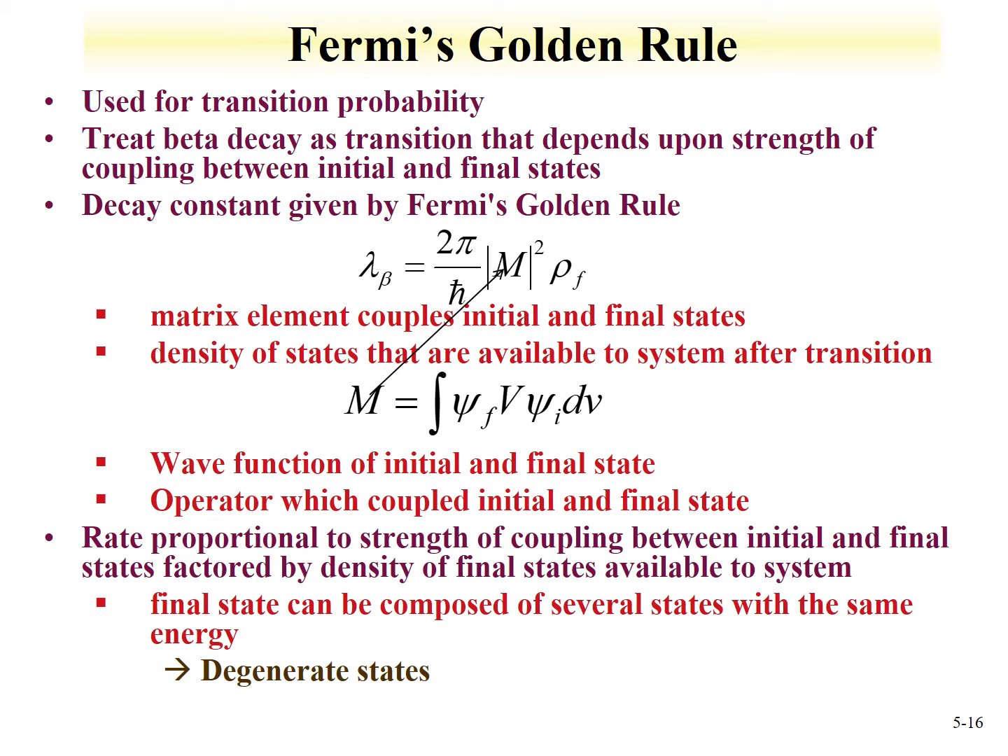This matrix element is just wave functions of the initial and final state, and this operator here, which couples the initial and final state. Fundamentally, the rate is proportional to the strength of coupling between the initial and final states and includes this density of states. So the final state can be composed of several states with the same energy. And this is classic in quantum mechanics. These are called degenerate states, so states with the same energy. If I have a number of states with the same energy, that's going to improve the probability of decay.